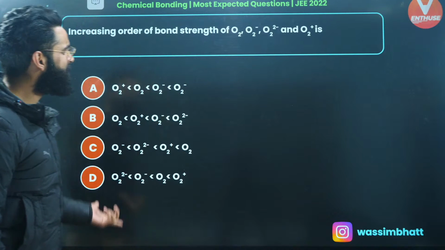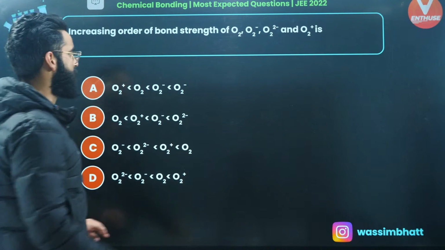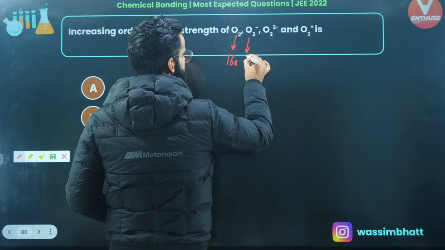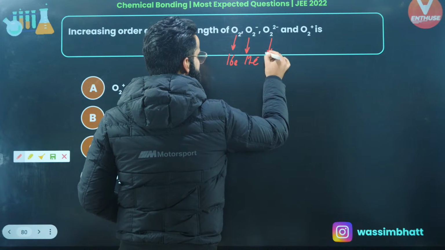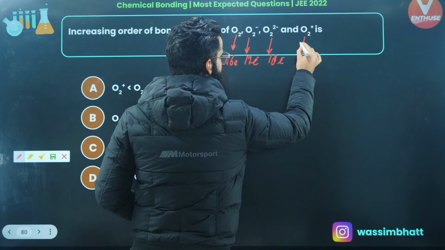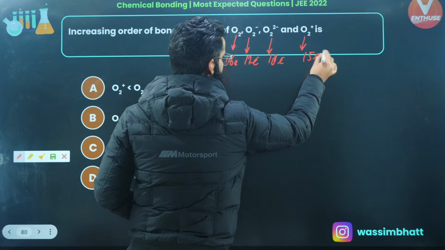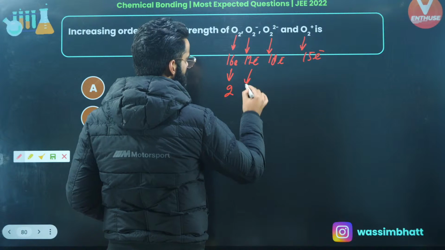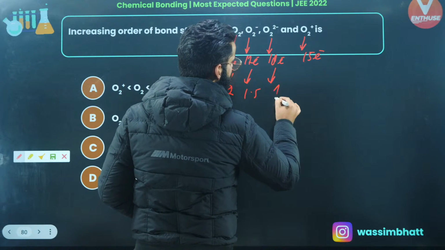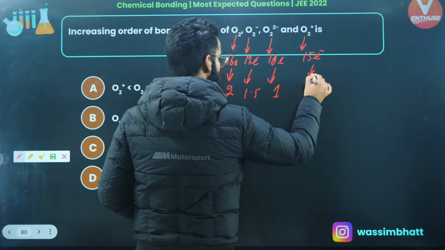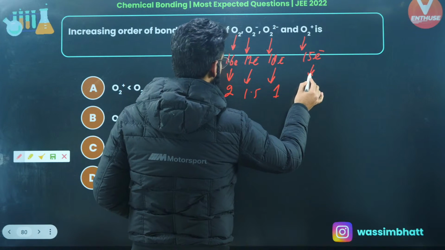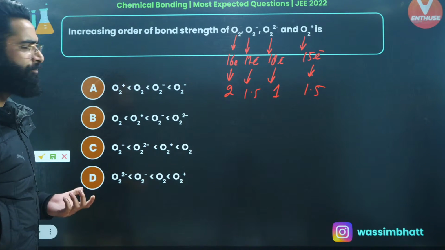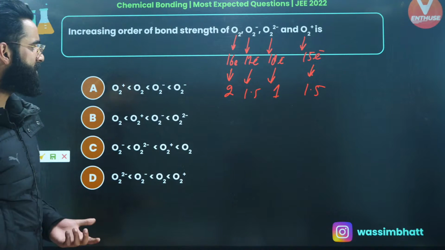Bond strength. Arrange them on the basis of their bond strength. Again, the similar sort of question. This is a 16 electron species. This is a 17 electron species. This is an 18 electron species. This is a 15 electron species, right? 16 electron species has got the bond order of 2. 17 has got 1.5. 18 has got 1. And 15 has got again what? 15 electron species has got the bond order of 1.5. Correct? Correct, people? So wherever bond order is maximum, there only bond strength is maximum.